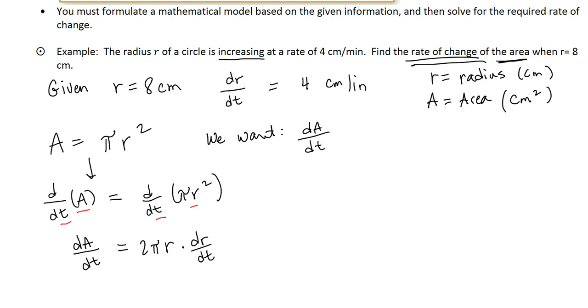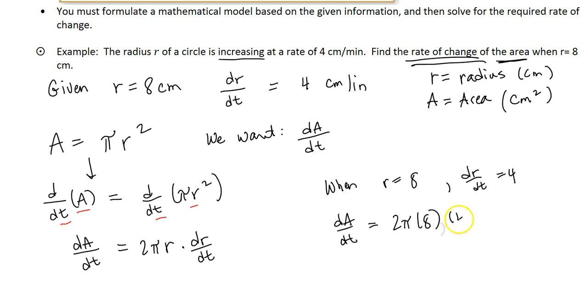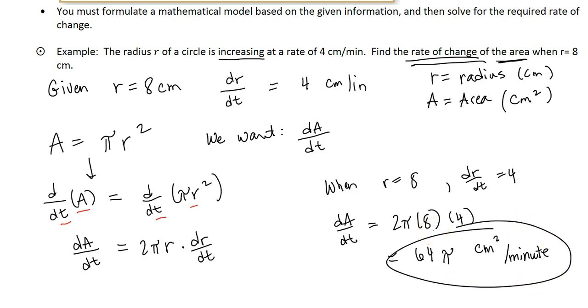Now I want to find dA over dt. So when r is equal to 8 and dr over dt is equal to 4, dA over dt is going to be 2 pi times 8 times 4. So that ends up being 64 pi, and that's going to be centimeters squared per minute. So that is my answer. Now, unless you were told specifically to round to so many decimal places, you want to leave that as 64 pi. That is considered an exact answer.